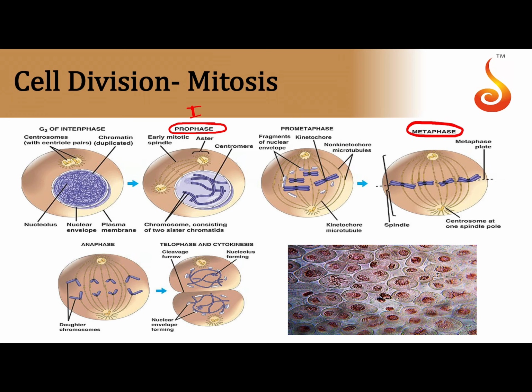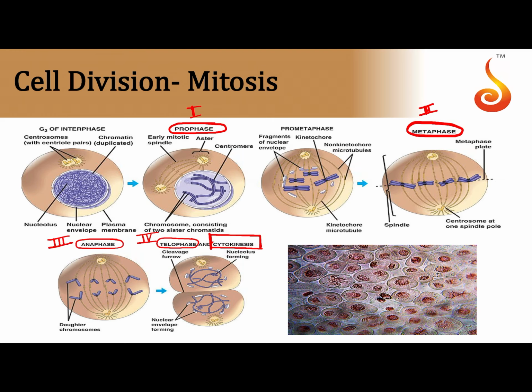Remember, we are talking about karyokinesis here. Prophase is followed by metaphase, and metaphase is followed by anaphase, which is the third phase, and the last phase, which is telophase. Telophase marks the end of karyokinesis, and of course after that the cytoplasm or the cell divides, and this division of the cell or the cytoplasm is called cytokinesis.